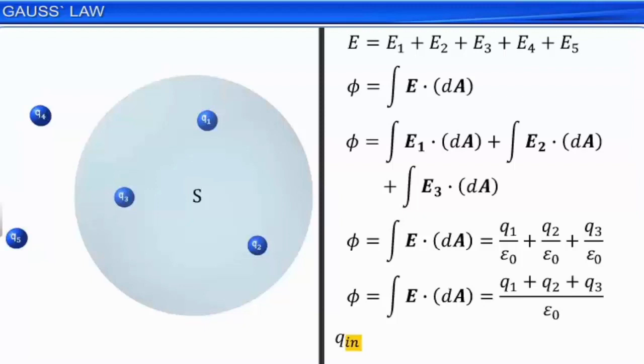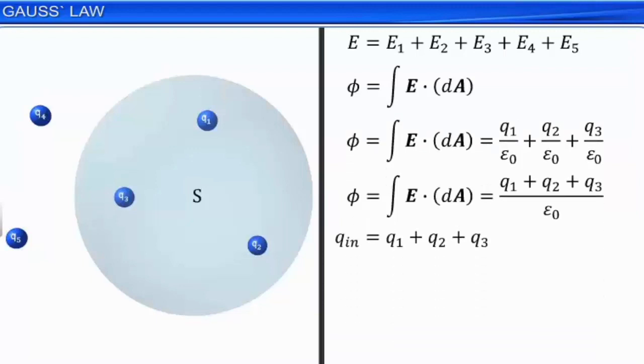Here, Qin is equal to Q1 plus Q2 plus Q3. Now the above equation for net flux can be written as phi is equal to integral E dot dA is equal to Qin by epsilon naught. Let this be equation 6. It is important to note that the electric field strength appearing in equation 6 is the net electric field strength E due to all charges present within the Gaussian surface and also outside the Gaussian surface. But the charge Qin appearing in the above equation is the charge within the Gaussian surface.